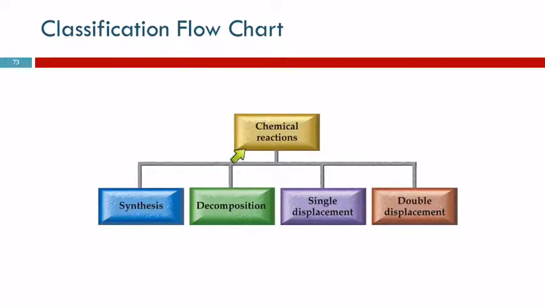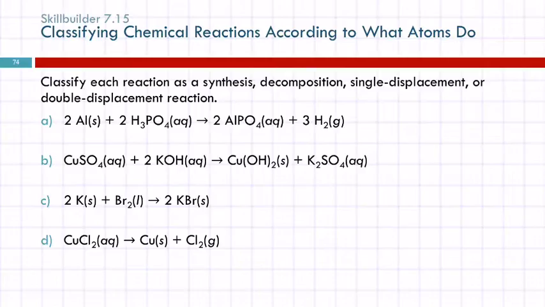So here's the flow chart for classifying things by what the atoms do. Synthesis, decomposition, single displacement, or double displacement. So this is what you should be able to do for the exam. Classify each reaction as one of these four. So let's look at this one. Well, we have two reactants and two products. That rules out combination, synthesis, and decomposition. So it's got to be single displacement or double. It's a single, right? Because here aluminum came by himself and there hydrogen is leaving alone. So this is single displacement.